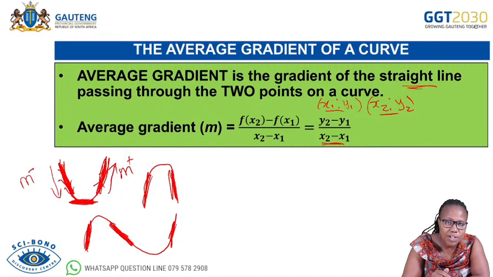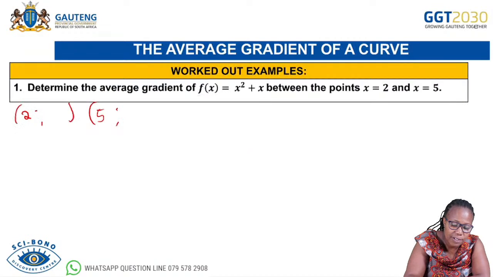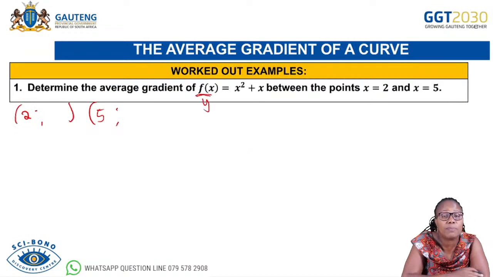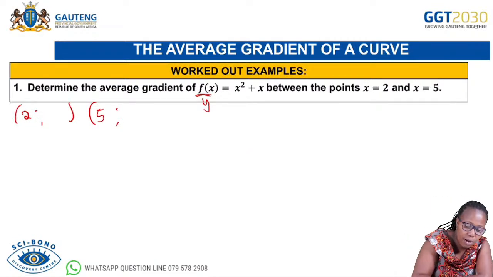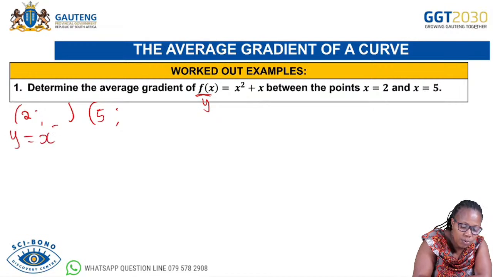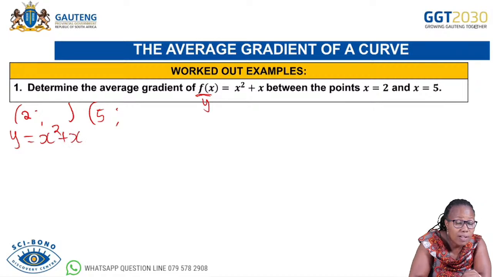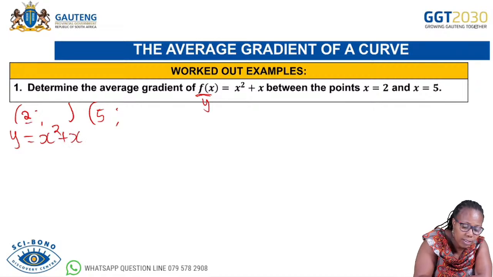So what is our function in this case? Our function is f at x. Remember, this f at x is representing the value y. Right, let's continue now. We are taking the y function, which is x squared plus x. What is our first x value? X is equal to 2.